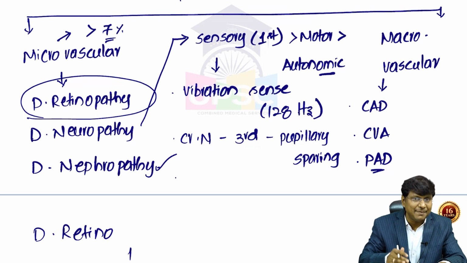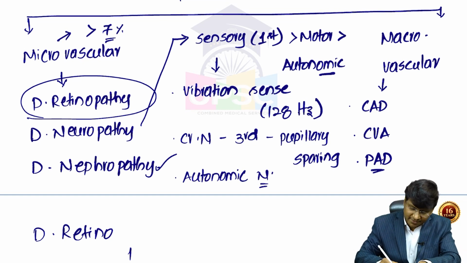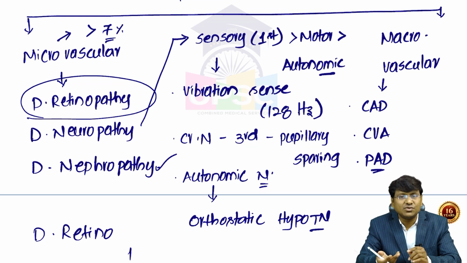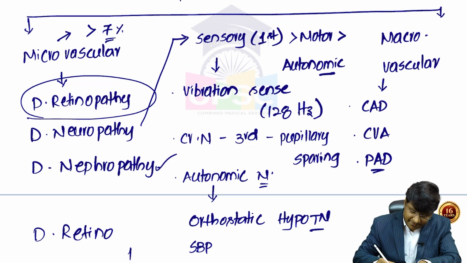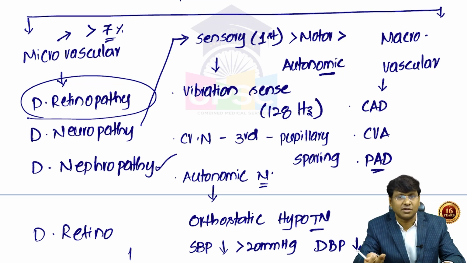And as a part of the neuropathy, they will also have autonomic neuropathy. In autonomic neuropathy, these patients develop orthostatic hypotension, okay? Orthostatic hypotension is where the systolic blood pressure falls by more than 20 millimeters of mercury upon standing, and the diastolic blood pressure falls by more than 10 millimeters of mercury upon standing. This is orthostatic hypotension, and that is because of your autonomic neuropathy, right?